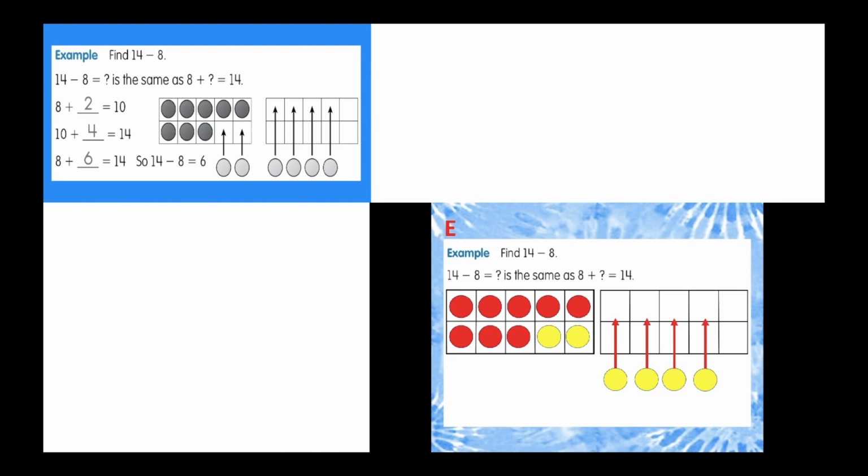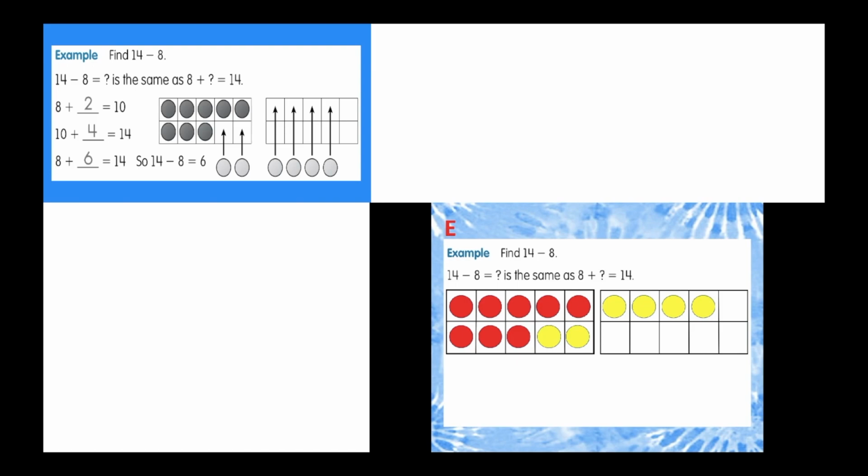Now I'm not finished. I've used the 2 yellow counters to count on to 10. But remember, my whole is 14. So I need 4 more counters to help me get to that whole of 14. So I'm going to move 4 yellow counters into the 10 frame. 11, 12, 13, 14. Now I have 14 counters total in my 10 frames, which is the same number as my whole, 14.